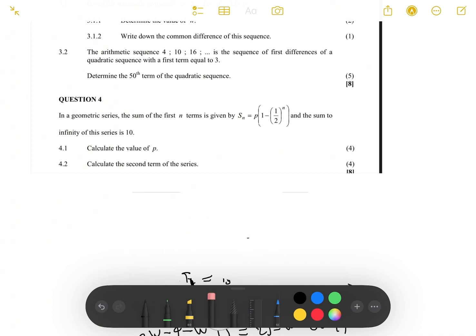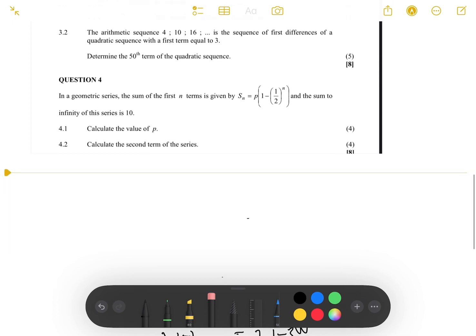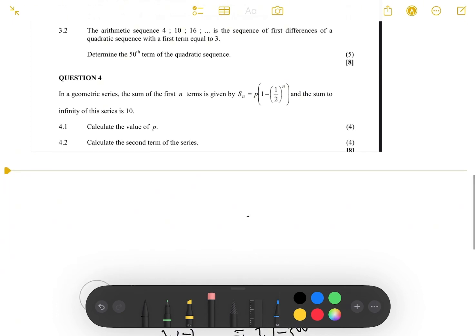They say the arithmetic sequence is the sequence of the first differences of a quadratic sequence with a first term equal to 3. So what they're basically saying to us here is, let me just write quad here and then arith here. This is the first term of the quadratic sequence, and then it produces what in arith?